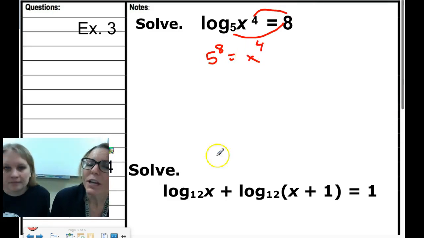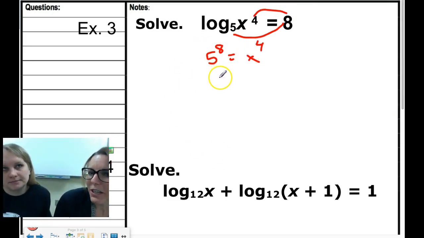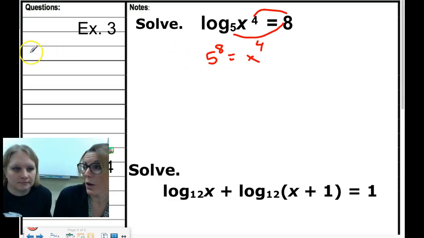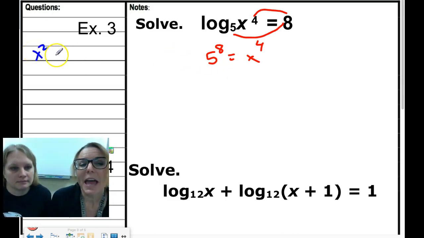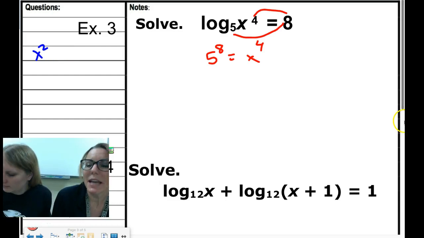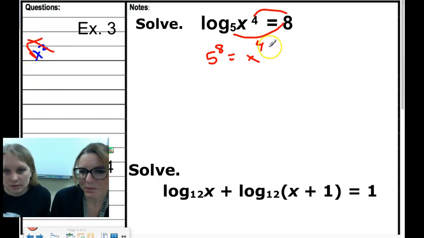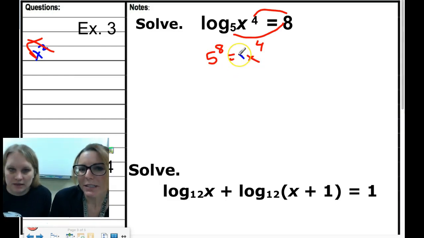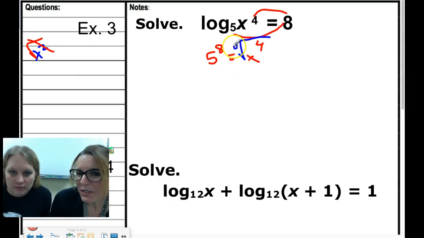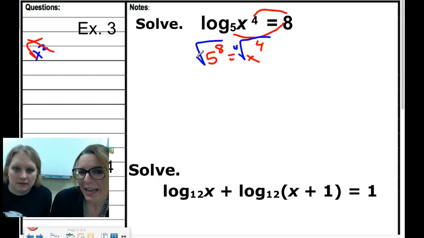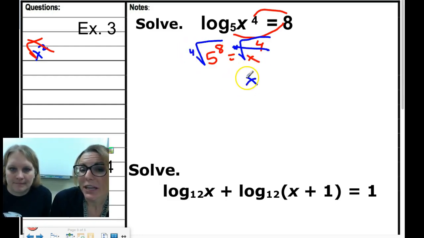But now, if we had an x squared, everyone would say, oh, you take a square root. We have an x to the 4th, so we take the 4th root. So that would just cancel. We're going to do the same thing here. We take the 4th root on each side. So the 4s will cancel over there, and you get x.